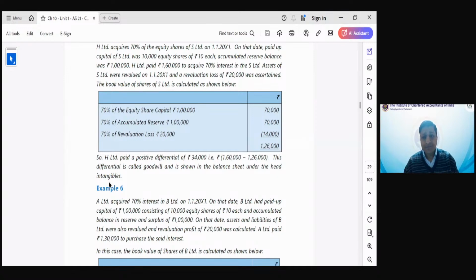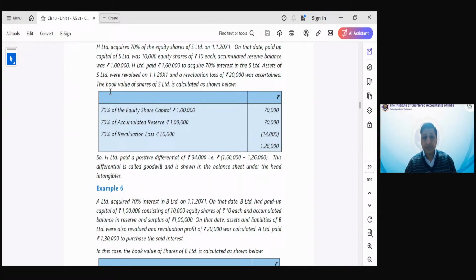Now, on that date, assets and liabilities of B were revalued and there was a revaluation gain of 20,000. So what does it mean? This value of 2 lakh will become 2,20,000. Correct?